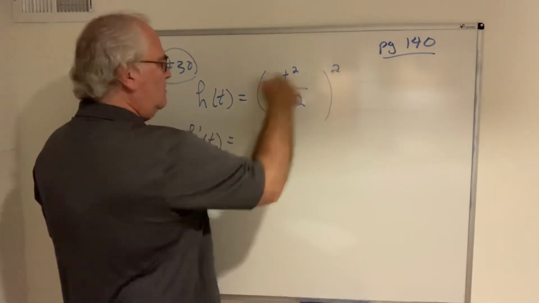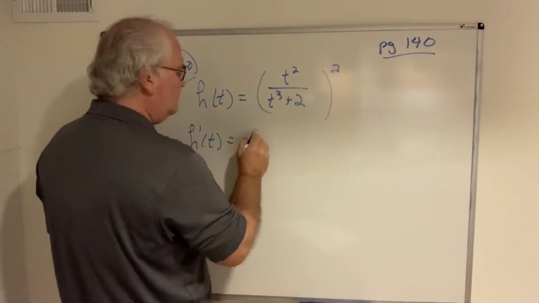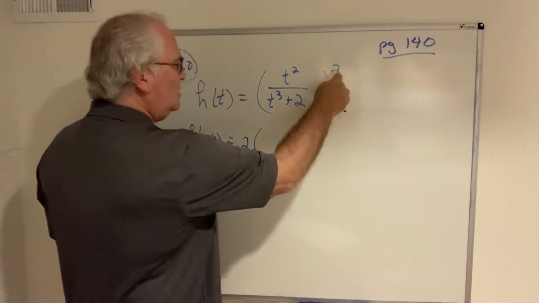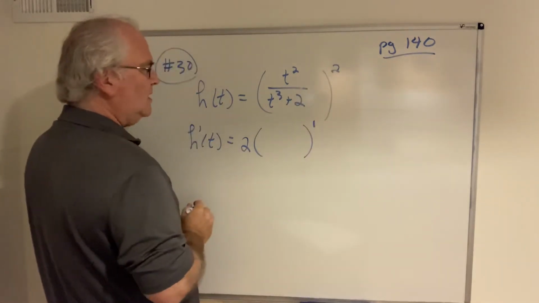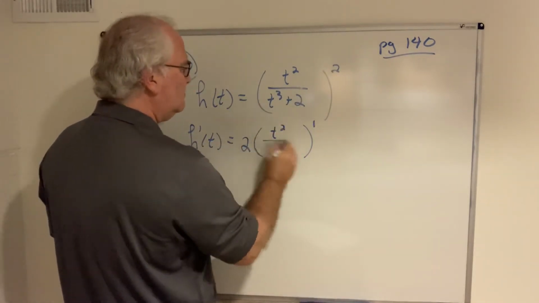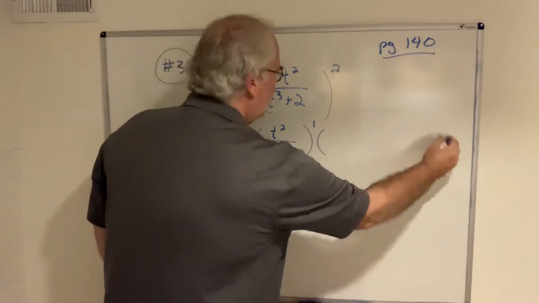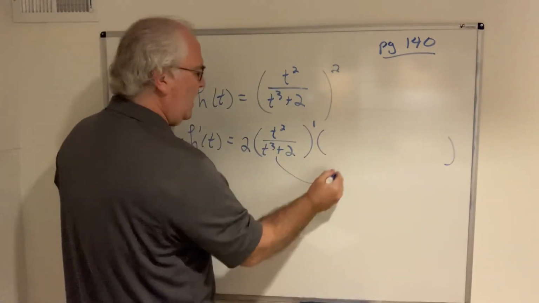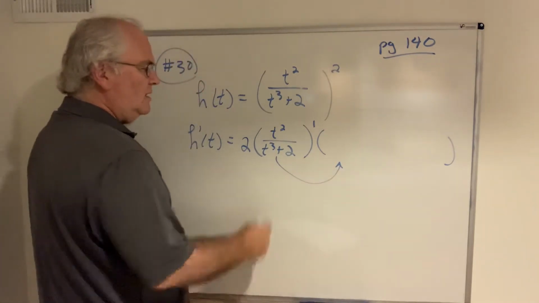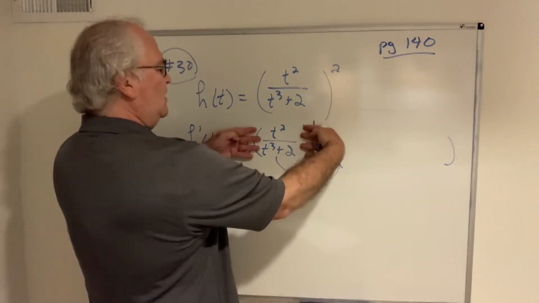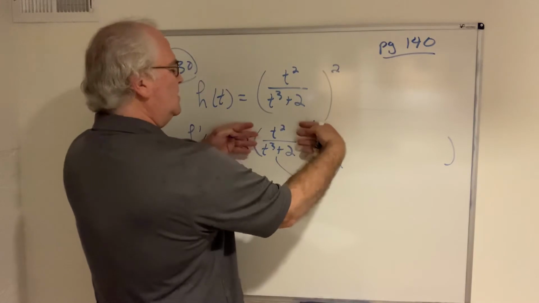So, multiply the exponent down, copy paste, reduce by 1. Copy paste. Times the derivative of the inside. Take the derivative of that as if it's the only thing written on the board. That is the quotient rule.